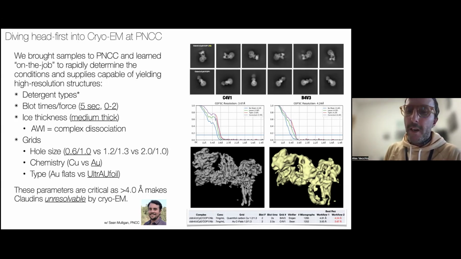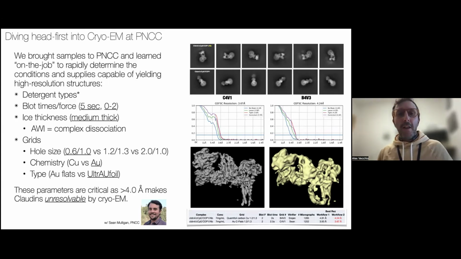And we could unequivocally see that the contribution of the micelle to the map was minimized with the gold grids, and we could obviously see more secondary structure in the protein complexes with the gold grids than we could before. And so for us, this is critically important because we need resolution better than 4 angstroms to see the little 20 kilodalton membrane protein embedded in this large micelle.